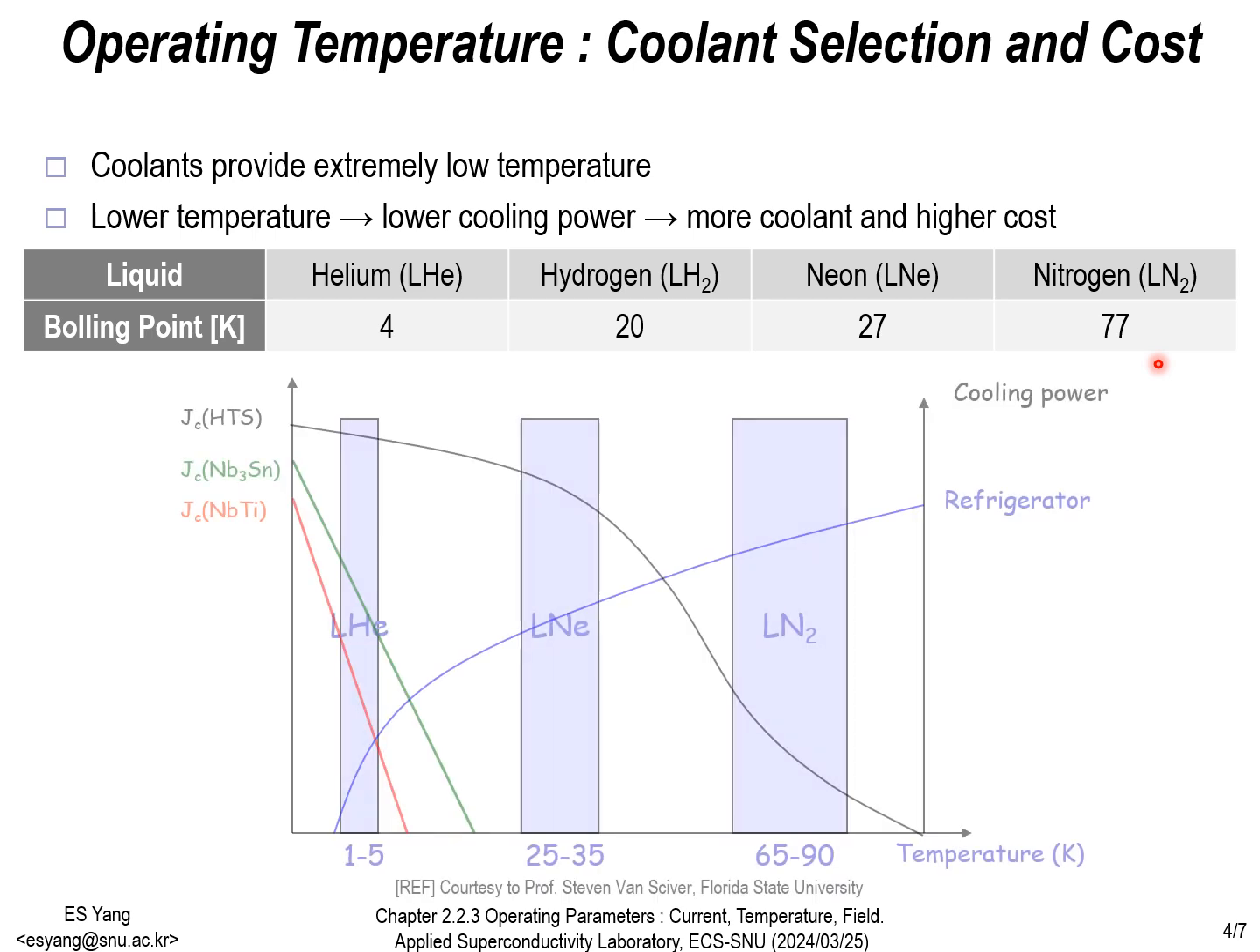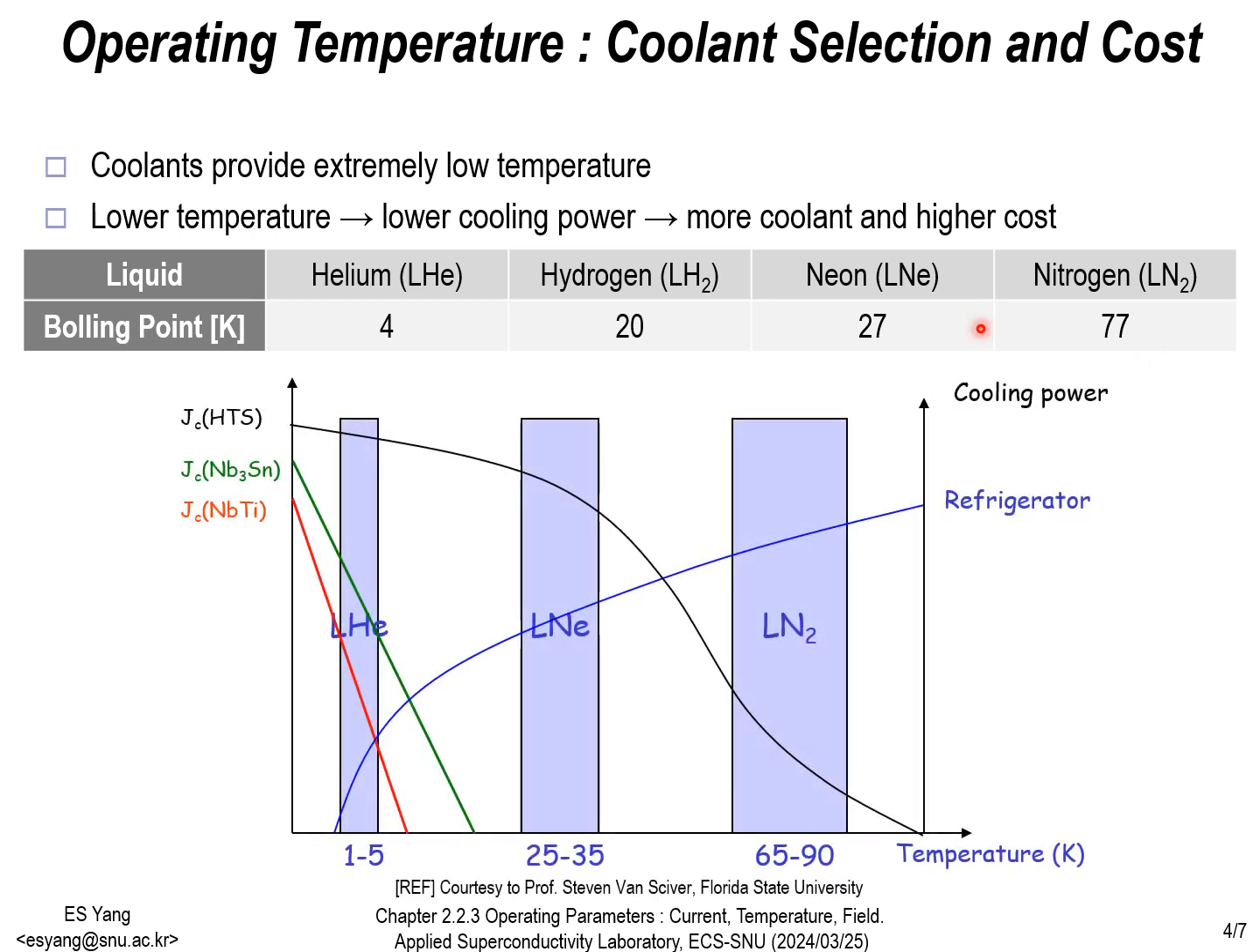Coolants exhibit weaker cooling power at lower temperatures, thus requiring more coolant and resulting in higher costs. The critical temperature varies depending on the type of superconductor, and the cost of maintaining the coolant also differs depending on the type and temperature of the coolant. Therefore, it is important to comprehensively consider these factors when setting the operating temperature.